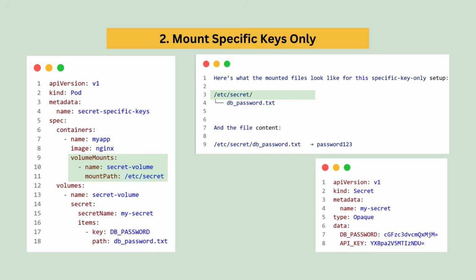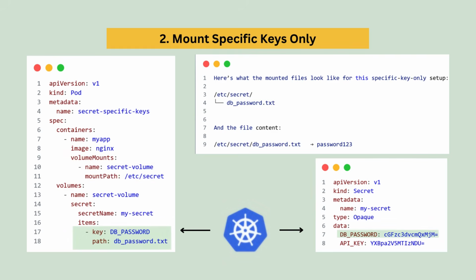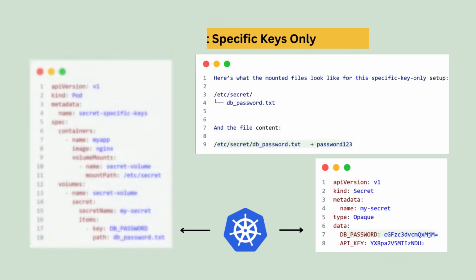Then in the container section, this part decides where that single file should show up. Here it's at /etc/secret. So Kubernetes takes only the DB_PASSWORD key from the secret and places its decoded value into /etc/secret/dbpassword.txt. Only that particular key is mounted and nothing else, keeping the secret data minimal and focused inside the container.